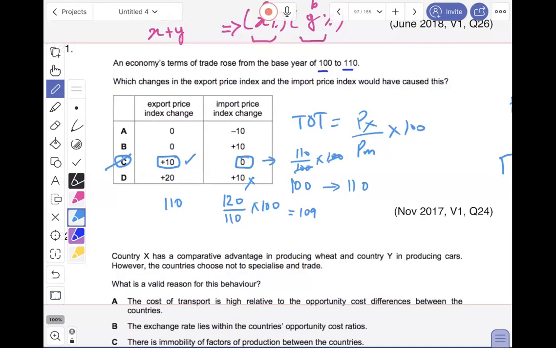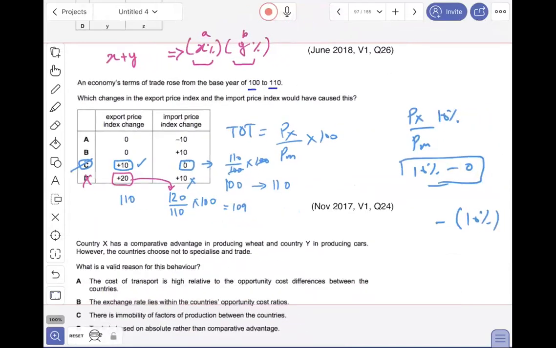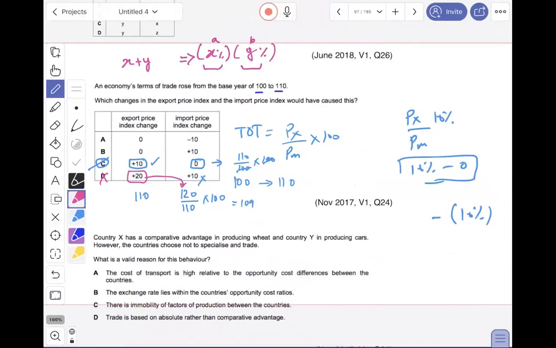Exactly. So the reason why D is wrong is because if I put the value, it becomes 120 over 110 times 100. So my first approach was basically wrong, because in the first approach, I was not treating it as an index. I just realized this: when you have an index, you can put the value from 100, your export went to 120. And from 100, your import value went to 110. Times 100, the value would be 109. So that's why C is the right answer and not D, because D's value is coming out to be 109.